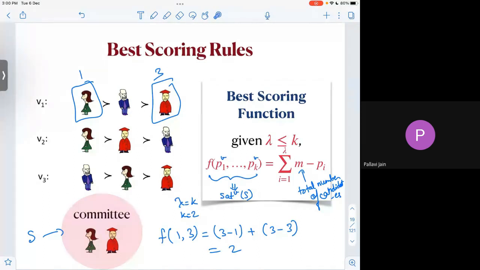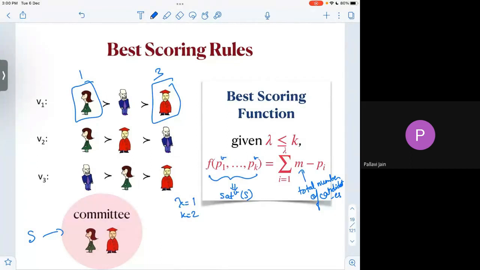Yeah. So, for example, I have taken lambda as 2 here, right? If you, let's say, take lambda equal to 1, you can also take lambda equal to 1. Lambda is anything. It's given to you as part of input. It is anything less than or equal to k. Okay. So, let's say lambda is 1. Then what will you do?